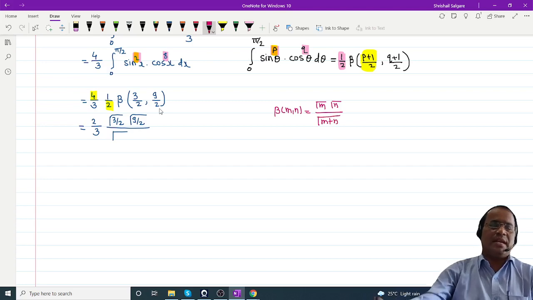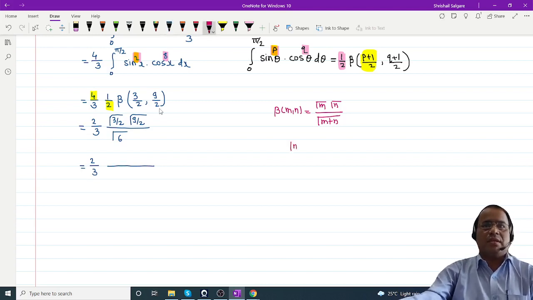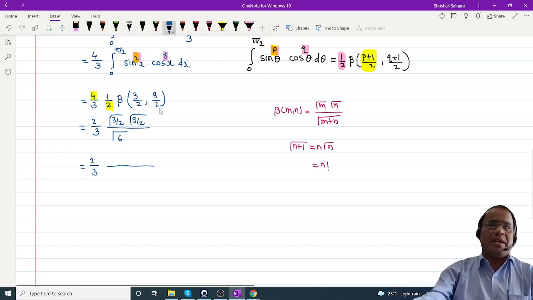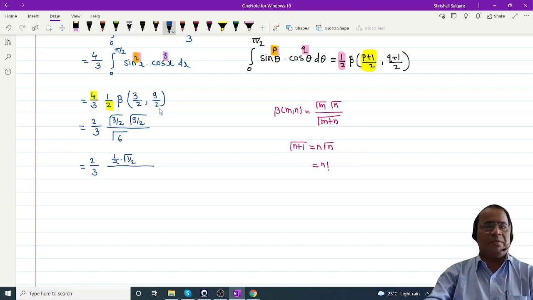What is the addition of 3 by 2 and 9 by 2? It is 6. So further you can simplify, this is 2 by 3 using the property. That property I will also write: gamma of n plus 1 can be written as n gamma n if n is a positive real number, and as n factorial if it is an integer. So by using the first property, gamma 3 by 2 can be written as 1 by 2 into gamma of 1 by 2. Further simplification is not possible.